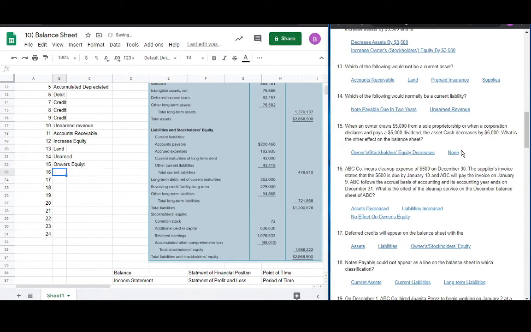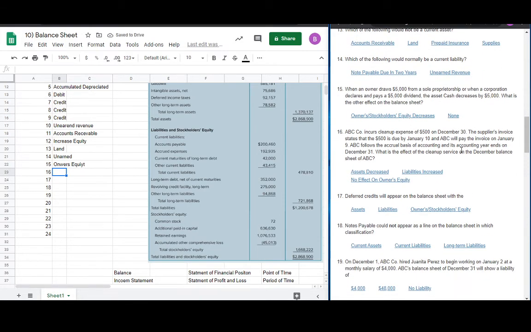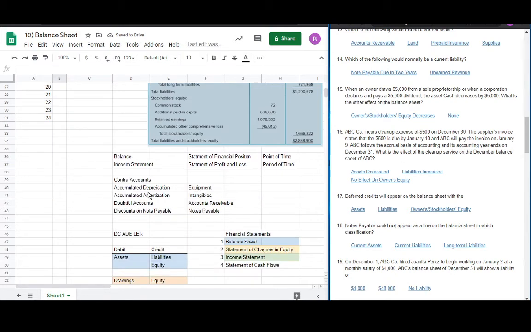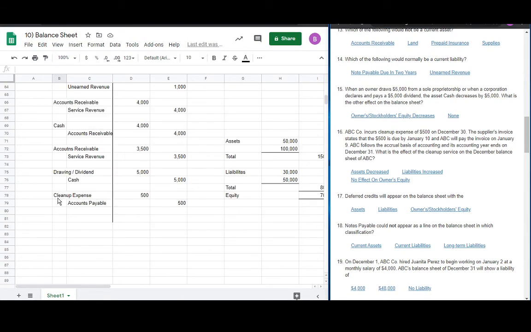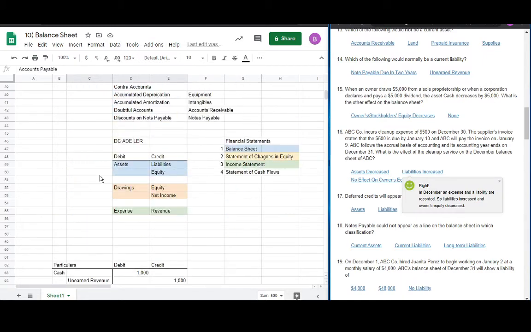Number 16, ABC Corporation incurs cleanup expense of 500, and it is on account. So what would be the effect of the cleanup service on the balance sheet of ABC? So liabilities has increased.